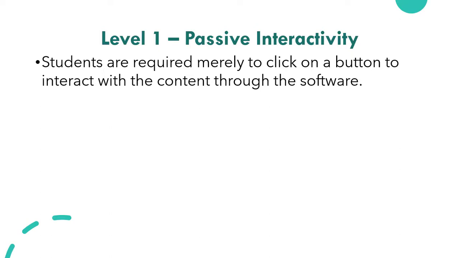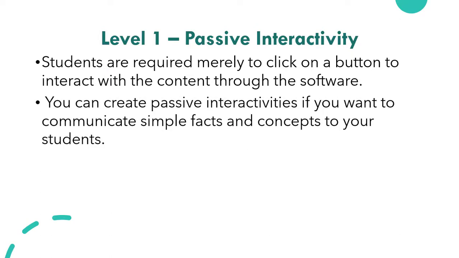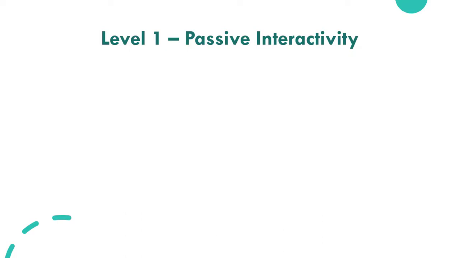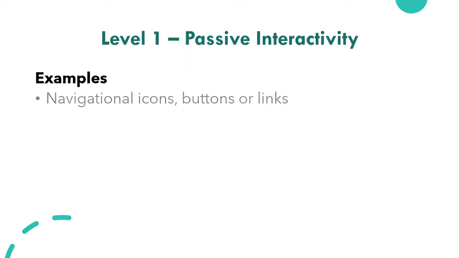You just click to go to the next page or to the previous page or to any page in the course website, or even to answer a question. So you can create passive interactivities if you want to communicate simple facts and concepts to your students. Some of the components that we usually find at this level of interactivities are navigational icons, buttons, or links which allow you to move to the preceding or the following page in a course website or in an ebook.